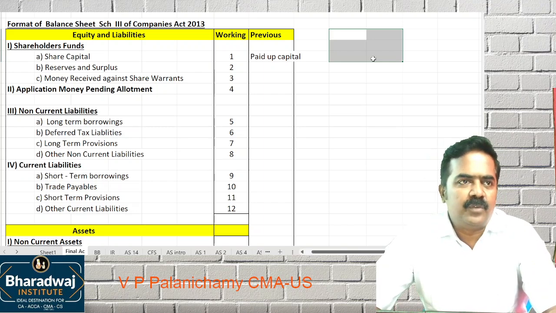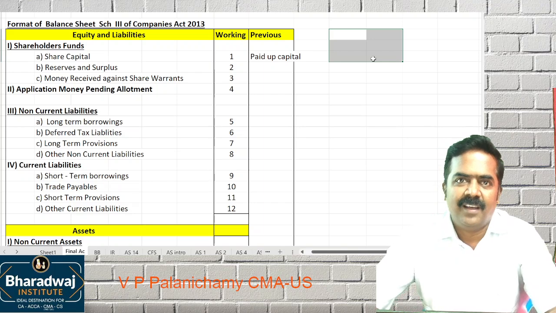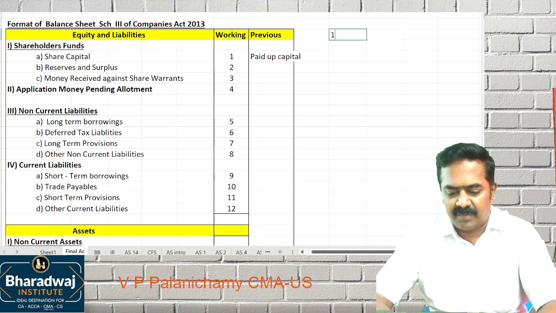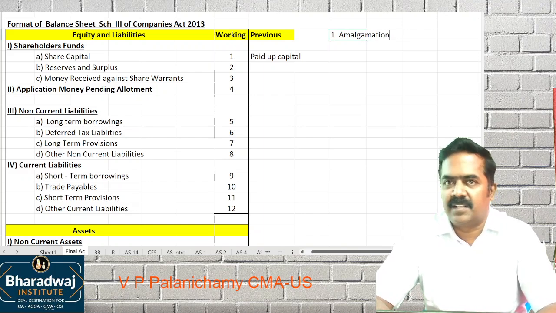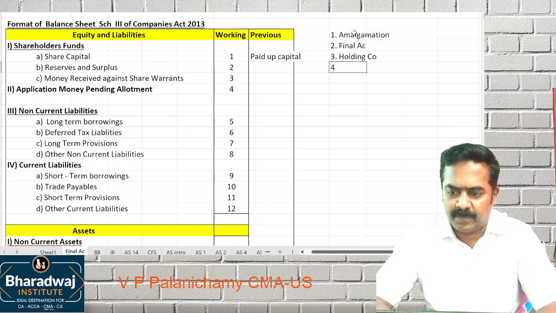Number two, if you look at your model test papers and the revision test papers, RTP, they have given questions only based on accounting standards. Mainly they left out chapters like amalgamation. The last two MTPs I had seen, amalgamation they left out. Then final accounts of companies, there is no single question based on that. Holding and subsidiary company accounts, there is no single question based on that. Cash flow statement, they have given some questions but not in detail.